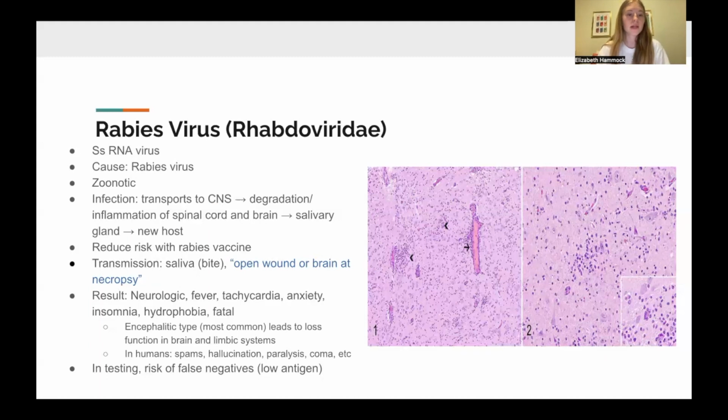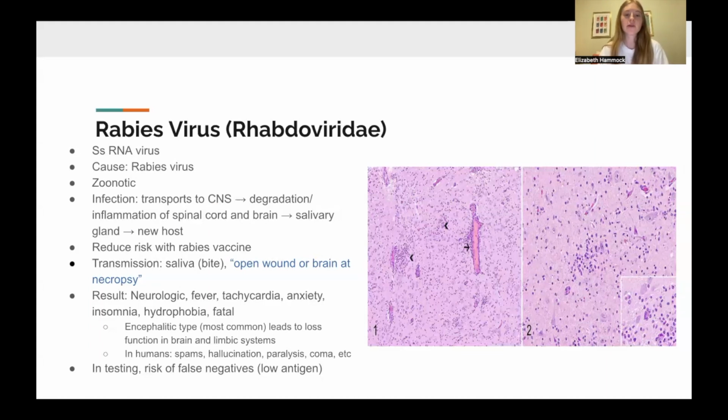It will result in neurologic effects, as well as fever, tachycardia, anxiety, insomnia, hydrophobia, and it is fatal. The encephalitic type is the most common and leads to loss in brain function as well as the limbic system. And when humans get the disease, they may have spasms, hallucination, paralysis, or maybe a coma.